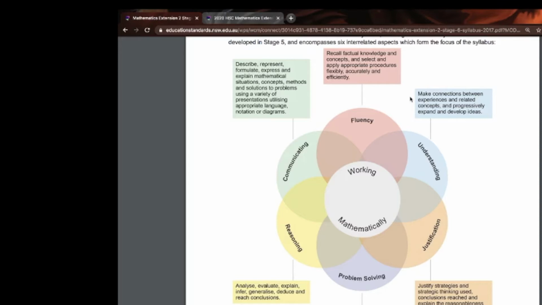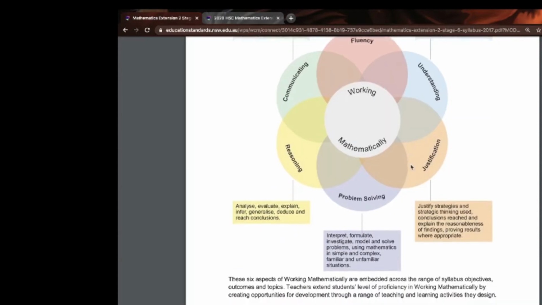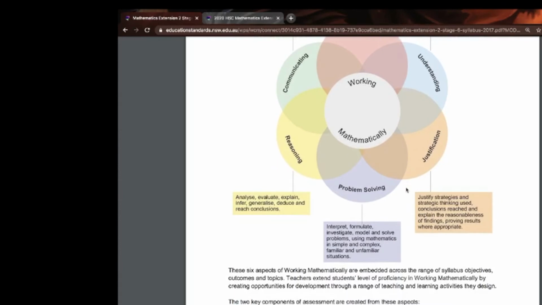And by thoroughly understanding one aspect, it will enhance your understanding of the rest of the course. Justification. Justify strategies and strategic thinking used, conclusions reached, and explain the reasonableness of findings, proving results where appropriate.